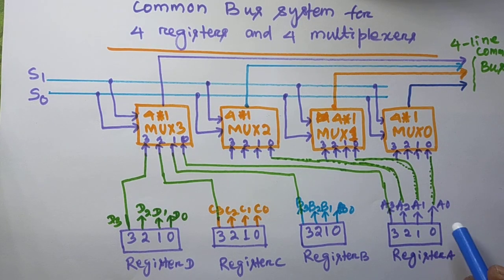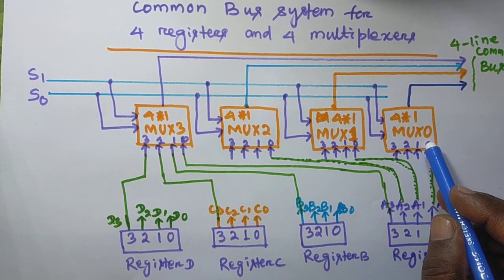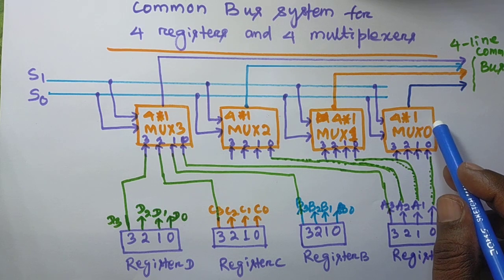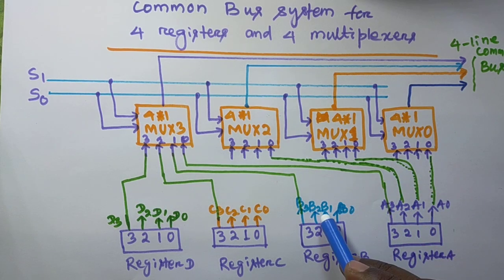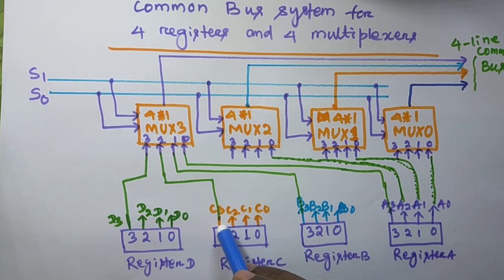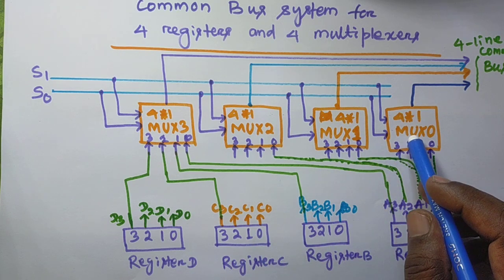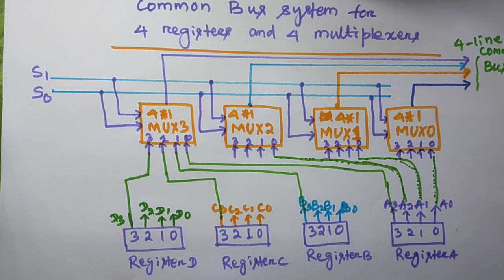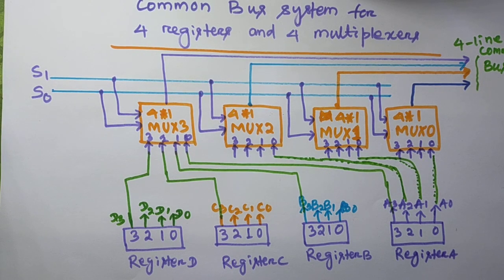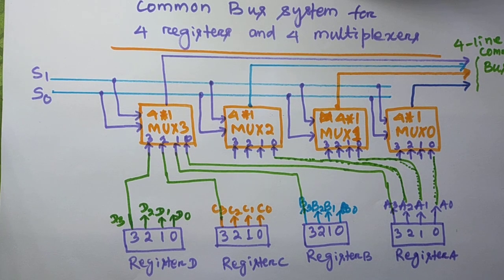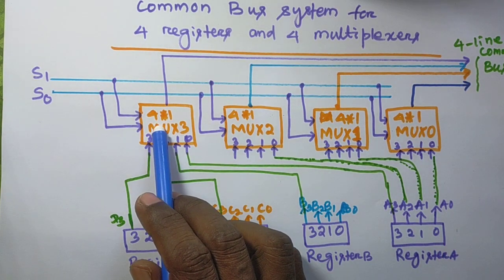Very simple here. We can connect A0 to here. Since it is 0, we connect similarly 0. Which 0? A0 here. B0 also here, C0 also here, next D0 also here. If we connect each register to each multiplexer, it will make some complexity. In a certain area, if you connect each individual register to each individual multiplexer, it will create some complexity for looking. For that reason, I made only one connection.